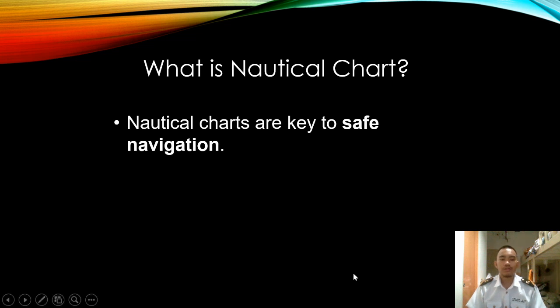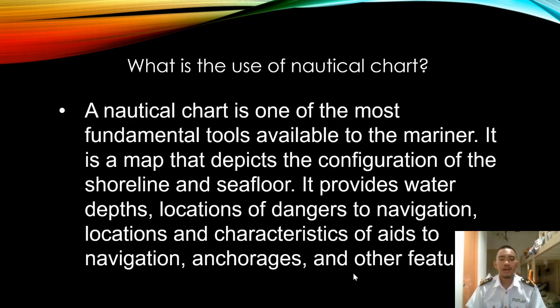What is a nautical chart? Nautical charts are key to safe navigation. And what is the use of a nautical chart? A nautical chart is one of the most fundamental tools available to mariners. It is a map that depicts the configuration of the shoreline and seafloor. It provides water depth, location of dangers to navigation, location and characteristics of aids to navigation, anchorage, and other features.